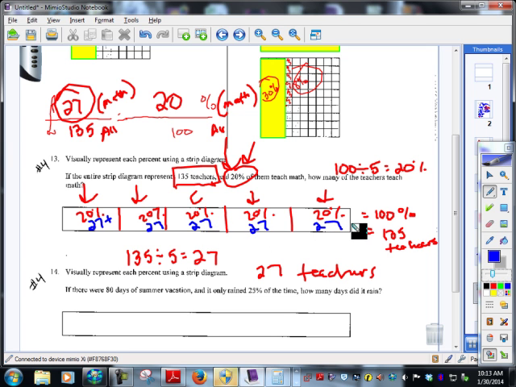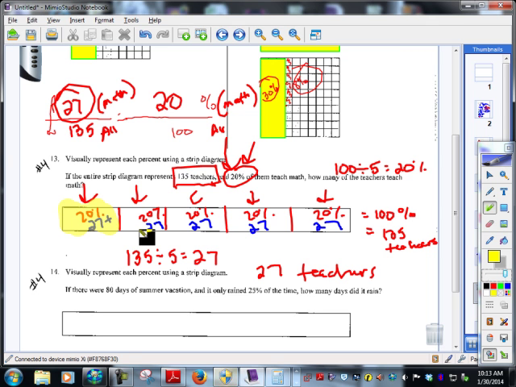You guys see that? Okay. So I know that it's asking what 20% is, so that's just one section. So how many teachers is 27 or 20%? How many sections is 20%, guys? Come on. I should see everybody's hands up because we already did the answer. How many teachers is represented by the first 20% section?